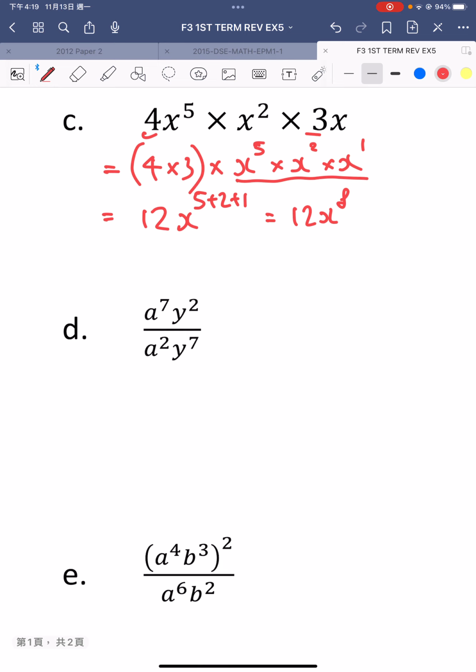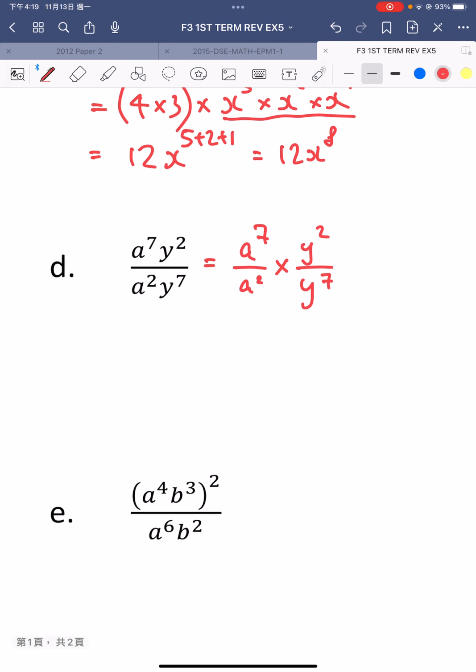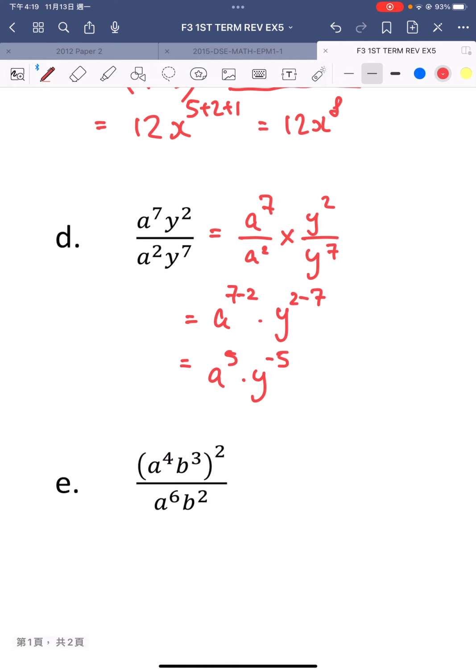For part D, we can separate it into two parts: a to the power of 7 divided by a to the power of 2, times y squared divided by y to the power of 7. So we just subtract the powers. We have a to the power of 7 minus 2 times y to the power of 2 minus 7. Simplifying, this is equal to a to the power of 5 times y to the power of negative 5, because 2 minus 7 gives you negative 5.